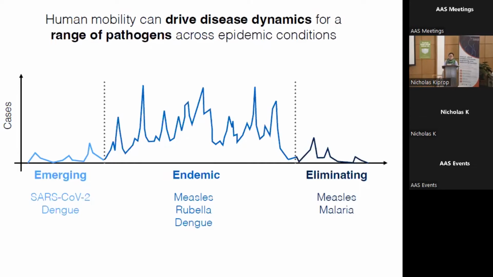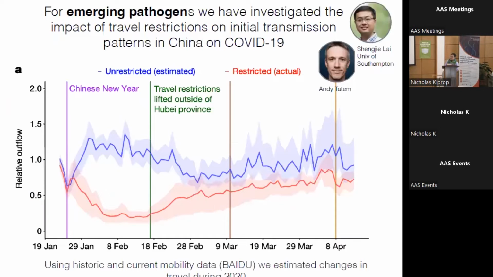There are lots of different ways that these data can be used, from emerging to eliminating pathogens. For SARS-CoV-2, for example, really trying to understand the initial stages of the pandemic and that spatial spread, all the way down to things that we might be trying to eliminate, like measles, and really trying to look at some importation risks into different settings. So now I'm just going to go through a couple of examples of random pathogens that are some of my favorites, showing how we've been able to use these data.